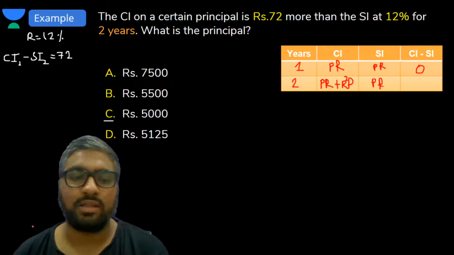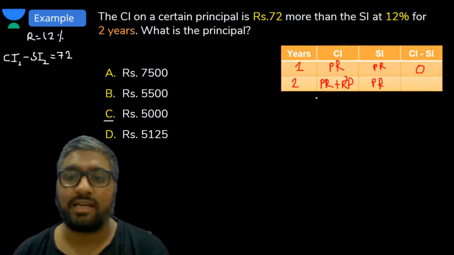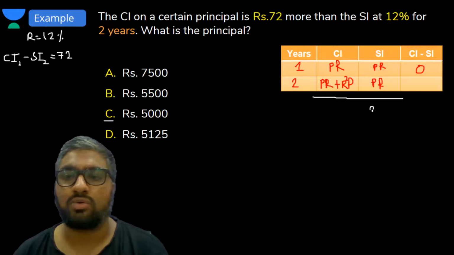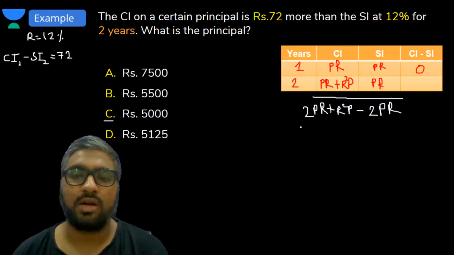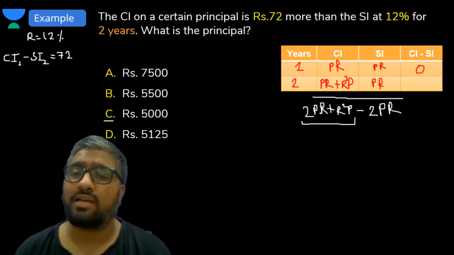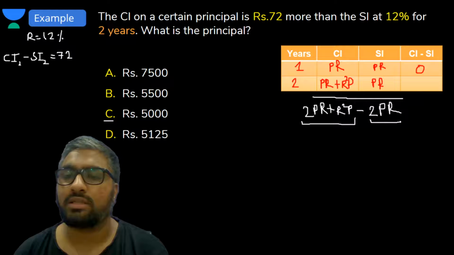Yes, if you want the difference of it, what would we do? This is just for the second year, but the difference given to us is of 2 years together. So this is what? 2 times PR. Yes. How much is this? PR plus PR, that is 2PR, plus R square P, minus simple interest. Got it? So this is compound interest for all 2 years, not for the second year, all 2 years.